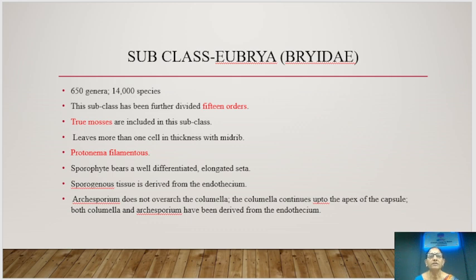The third subclass of the class Bryopsida is known as Bryidae. It consists of 650 genera and 14,000 species, and this is the subclass which has 15 orders, and it is known as the true mosses, and here the protonema is filamentous. The sporogenous tissues are derived from the endothecium. The archesporium has been derived from the endothecium.